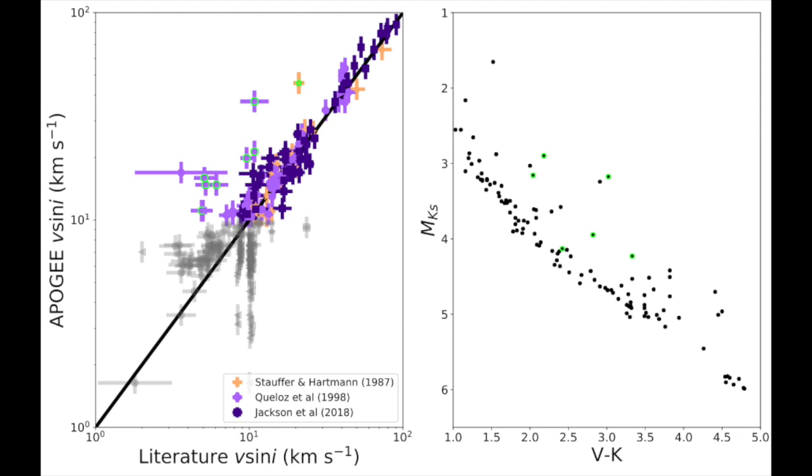When these discrepant points are highlighted on an HR diagram, they are overwhelmingly more luminous than the main sequence, suggesting that they occur for photometric binaries. To explain this resolution-dependent pattern, we propose that there's a background of spuriously high vsini targets for medium resolution surveys that is caused by spectral blending of intermediate period binaries.